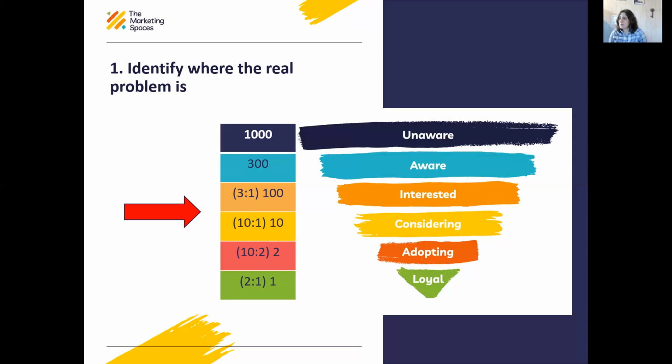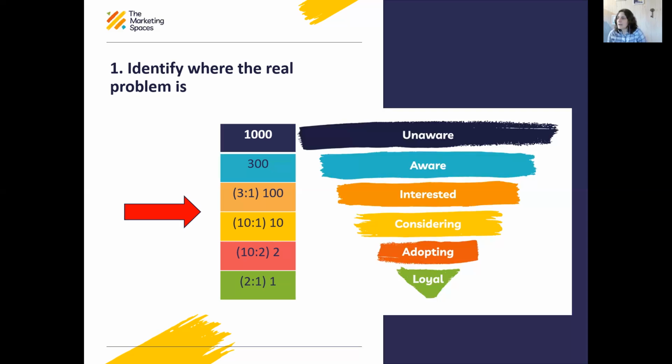So out of those 100 that are interested, oh, that looks good. I'll have a look around. I'll read the blog post. I'll maybe download the white paper. 10 of those 100 are moving to the point where they're considering purchasing from you. So that might be they fill in a form requesting a call back. They actually make contact. Then out of those 10, 2 become paying customers. Out of those 2, 1 becomes a loyal customer.